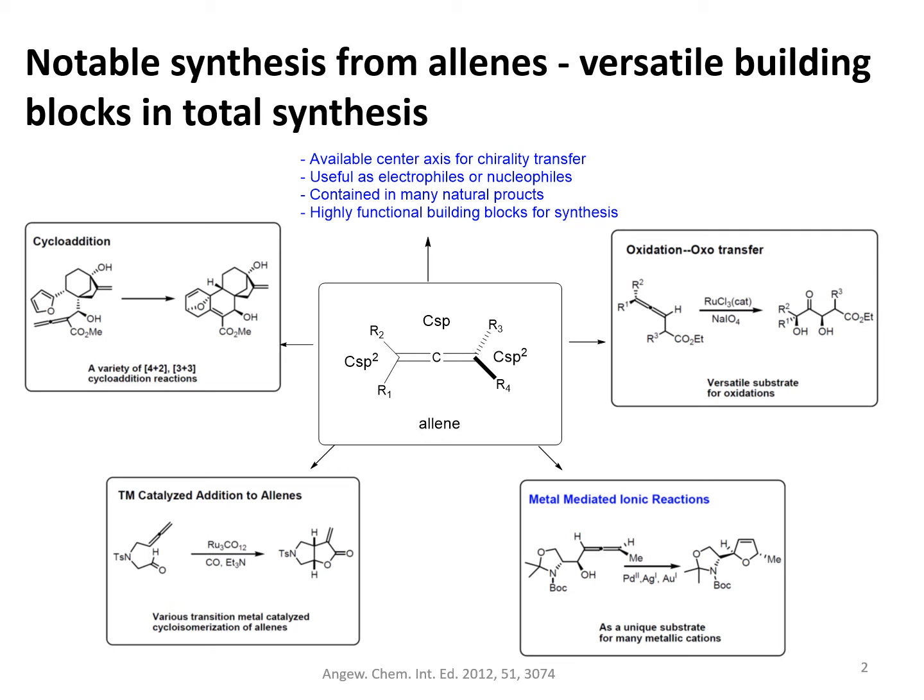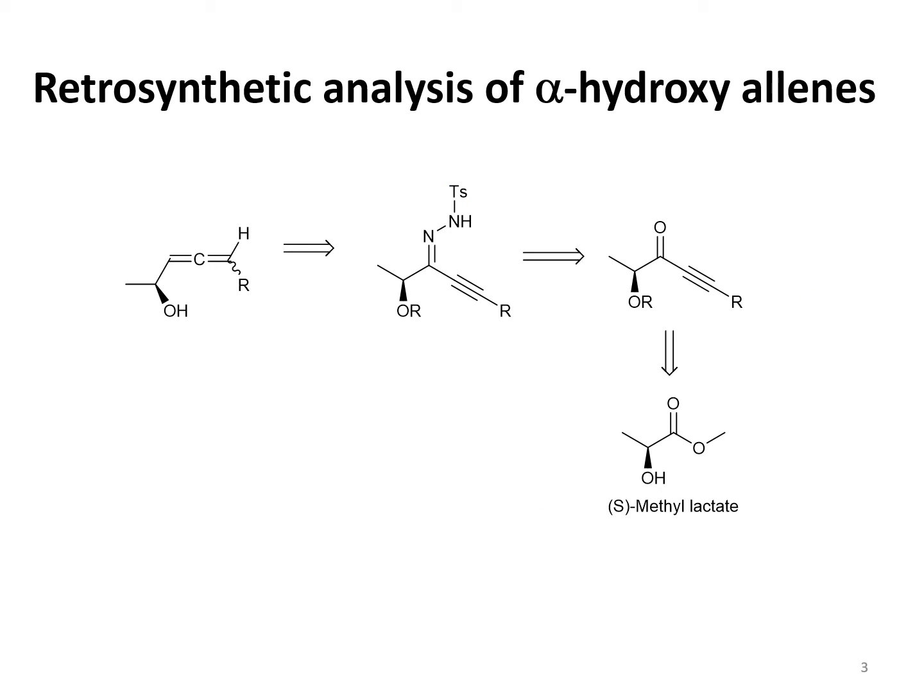We have the cycloaddition reaction, which is based upon a Diels-Alder reaction. And then we also have the oxidation oxotransfer. We have the transition metal catalyzed addition to allenes, and we have the metal mediated ionic reactions. So the plan here is to make the allenes from an allylic diazene rearrangement.